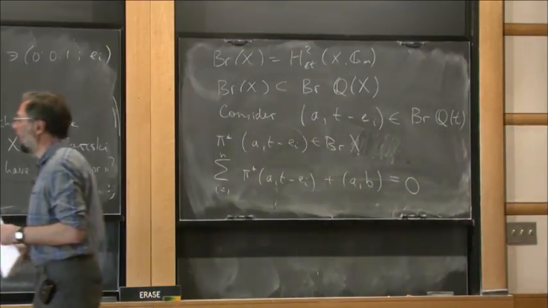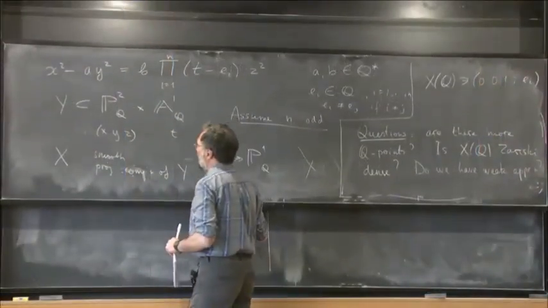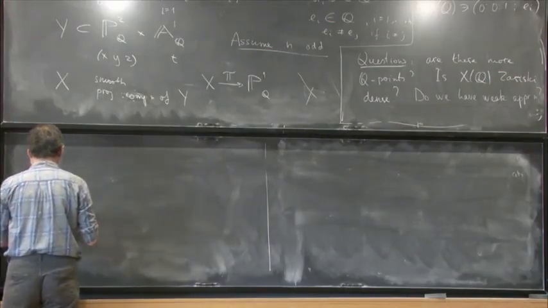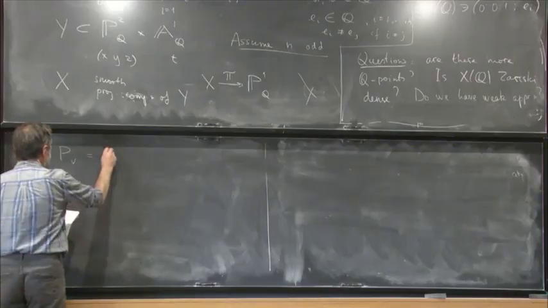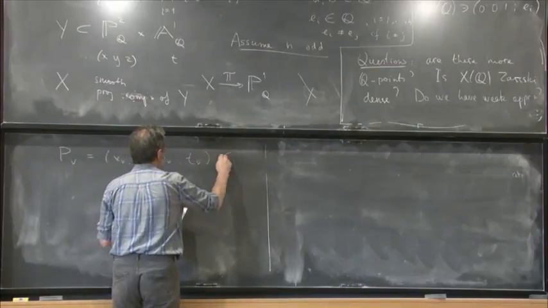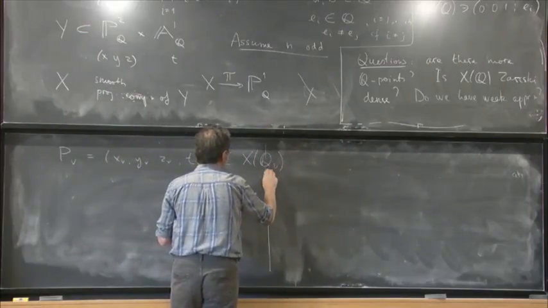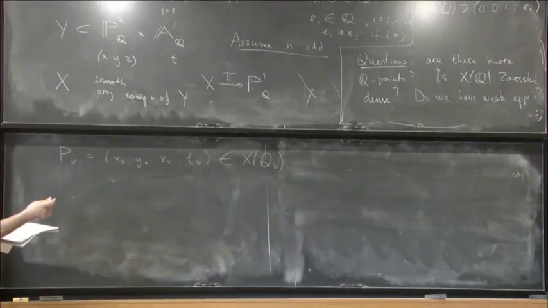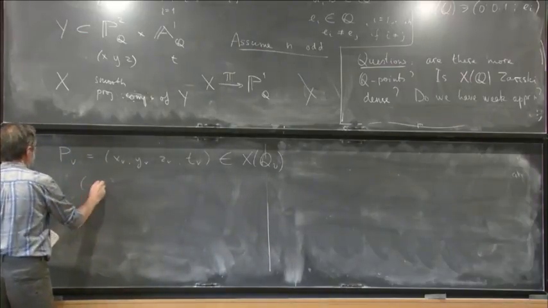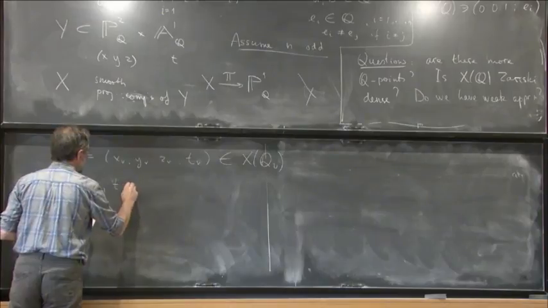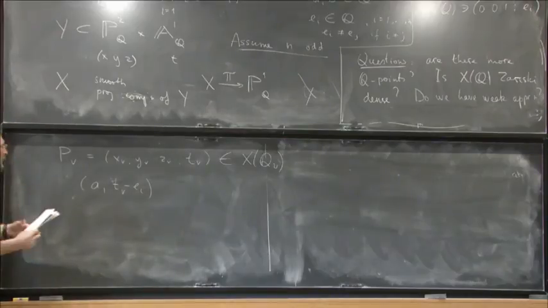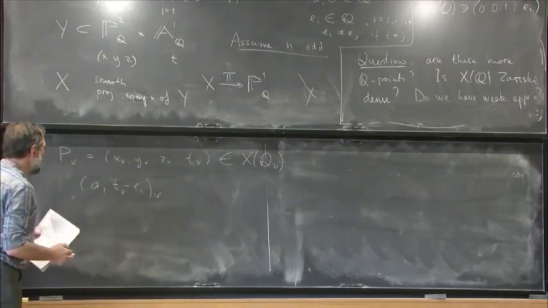So in particular, if I have a collection of points P_v, where v is a place of Q, so it's either a p-adic field or the real field, then I'm looking at these Hilbert symbols for each v. So that's the usual Hilbert symbol.